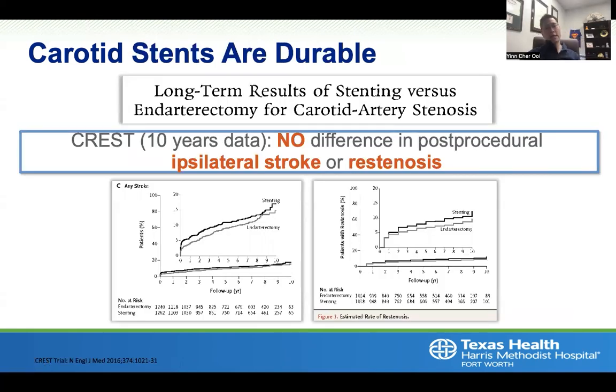I wanted to highlight the long-term data from the CREST study, which shows that carotid stents are durable, that there is no significant difference in post-procedural ipsilateral stroke or restenosis in the long term when compared with carotid endarterectomy.